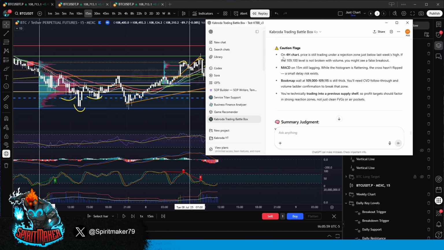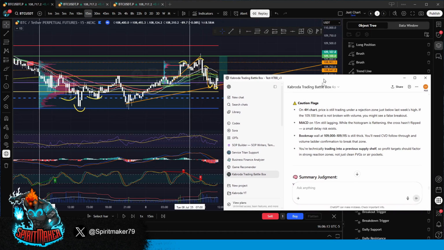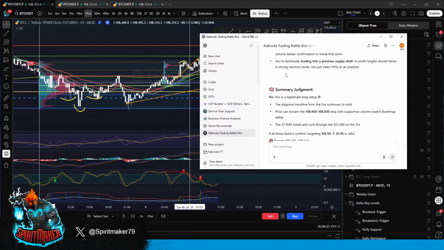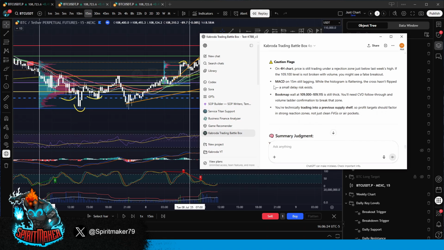It does have some cautions here on the 4-hour chart. It's saying that price is still trading under a rejection zone, just below last week's high, and that if the 109,100 level is not broken with volume, we might see a false breakout. Basically, price could run up here and reject. So this is a strong rejection area that we could run ourselves into.